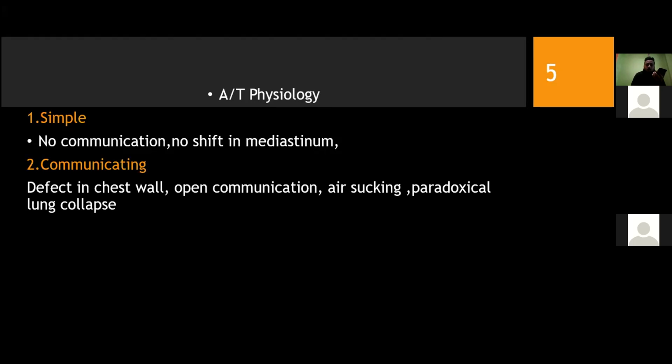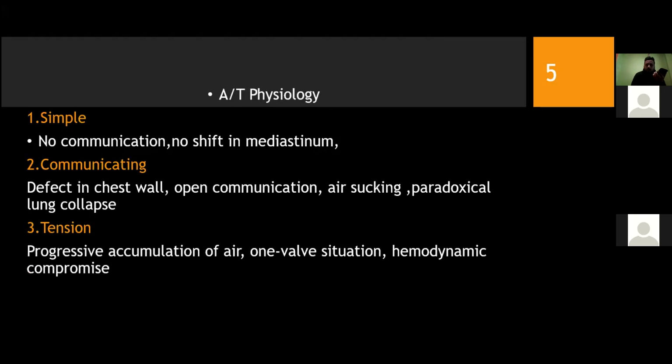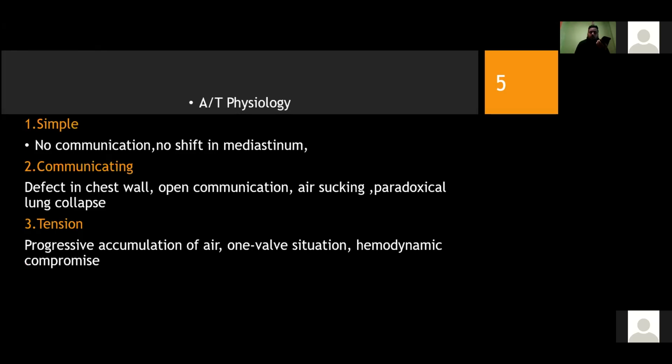that results in paradoxical lung collapse. And the next is tension pneumothorax, where there is progressive accumulation of air inside the pleural space. There is a one-way valve mechanism where air gets trapped but cannot get out. I will talk more about tension pneumothorax in subsequent slides.